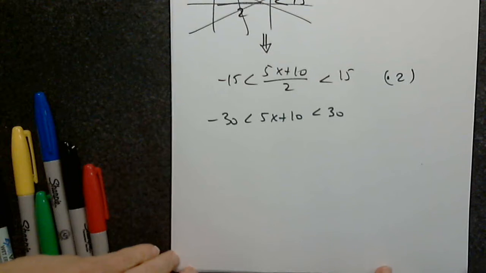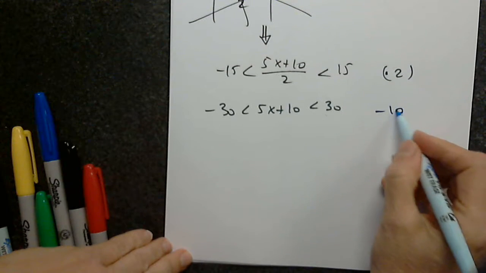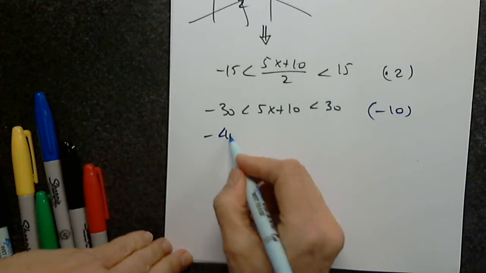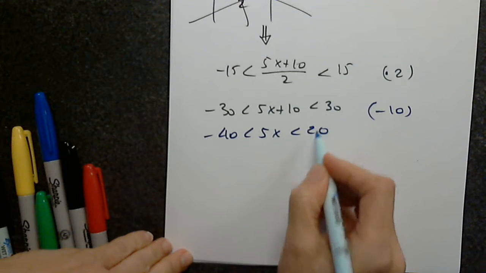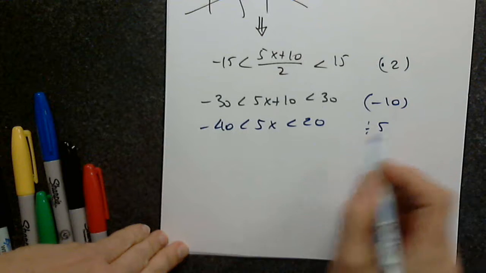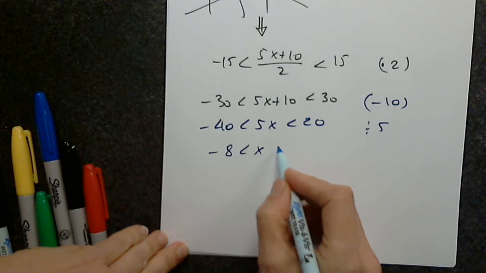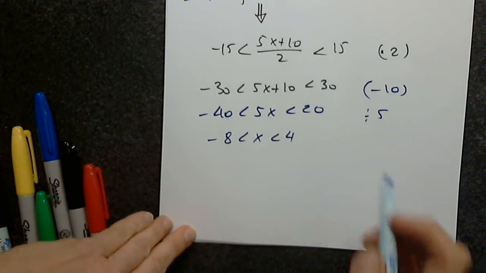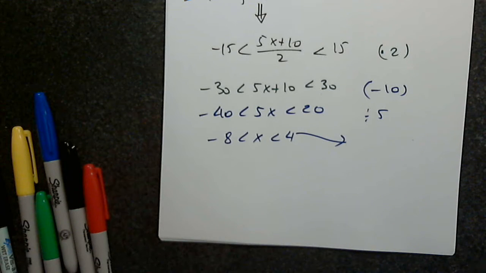That's your first step. Okay, then you said to subtract 10 from all 3 sides: negative 40 less than 5x less than 20. And finally, you will tell me to divide by 5, awesome. So this is negative 8 less than x less than 4. And this is the interval notation. For this particular one, do not separate into 2 inequalities because you will forget to intersect. We don't do that.